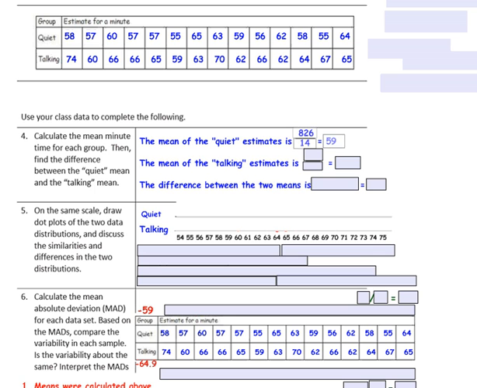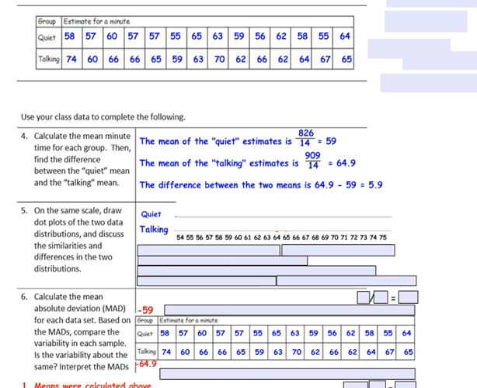Our mean for quiet time is 59 seconds. Our mean for talking time is 64.9 seconds. The difference between the two means is 5.9 seconds.